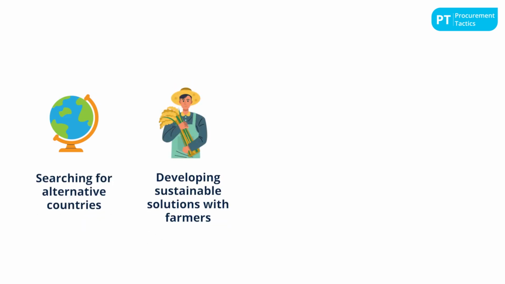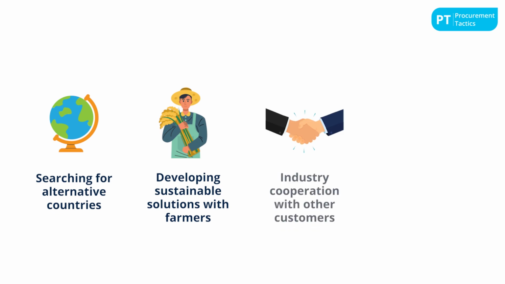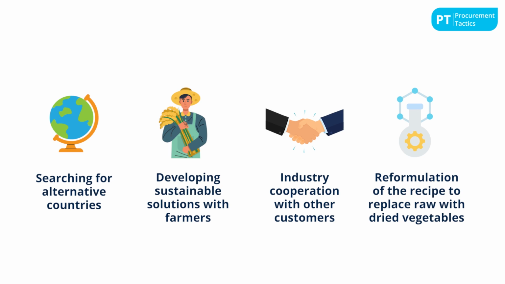Based on the discussion and analysis, several options have been defined to explore. For example, searching for alternative countries of origin, developing sustainable solutions with farmers, industry cooperation with other customers of raw vegetables for common effort, and reformulation of the recipe to replace raw vegetables with the dried ones. Looking into upcoming possible scenarios and implications, our procurement team helps business mitigate risk of product availability to consumers in a proactive manner.